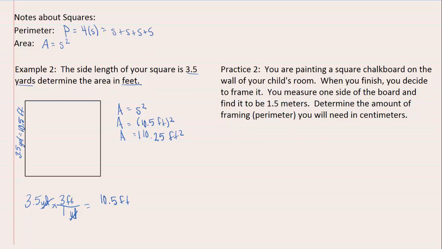Now that you've tried the practice problem on your own, let's work through it together. You are painting a square chalkboard on the wall of your child's room. When you finish, you decide to frame it. You measure one side of the board and find it to be 1.5 meters. Determine the amount of framing, or the perimeter, you will need in centimeters. Let's start by drawing a square.